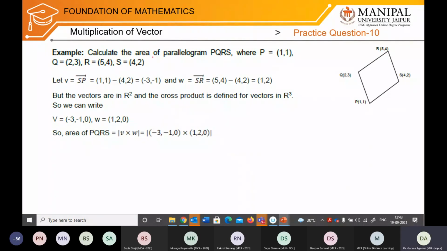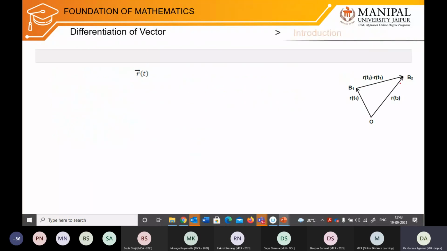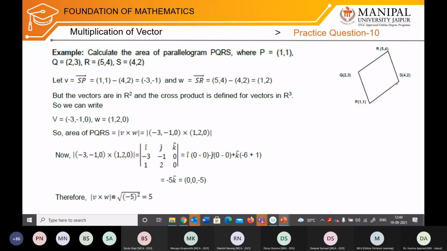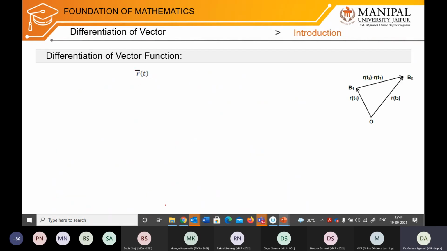Here we need to find the area of the parallelogram where P, Q, R, S are given. Similarly, we can take any two adjacent sides. Here I took SP and SR. By the distance formula, we can find the vectors v and w. Then we can find the cross product of v and w. And by taking the magnitude, we can find the area of the parallelogram. Right?